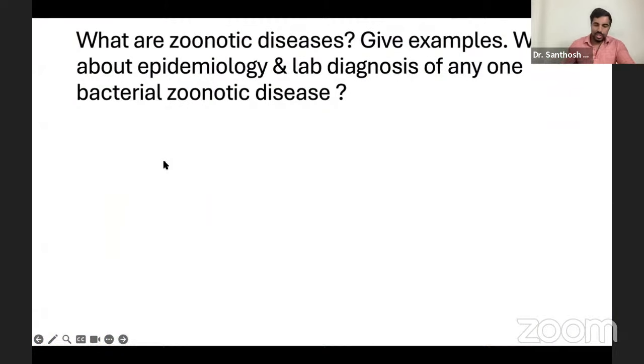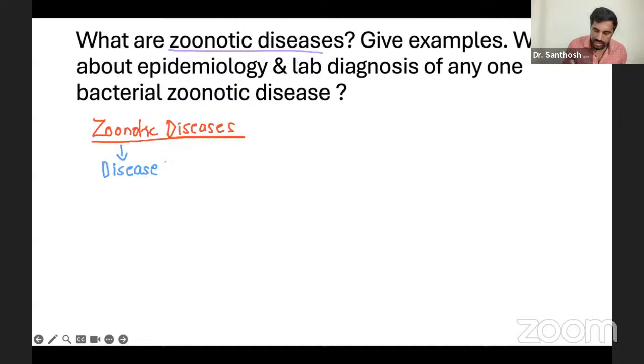Okay, so first thing here, the question is, what are the zoonotic diseases, and give examples about epidemiology and laboratory diagnosis of any one of the bacterial zoonotic diseases. So first of all, let's list out what the zoonotic diseases are. Zoonotic diseases are basically the diseases which are transmitted from animal to human. These are the zoonotic diseases.